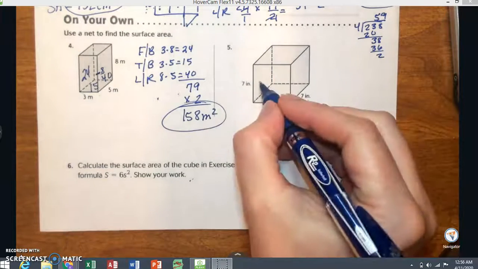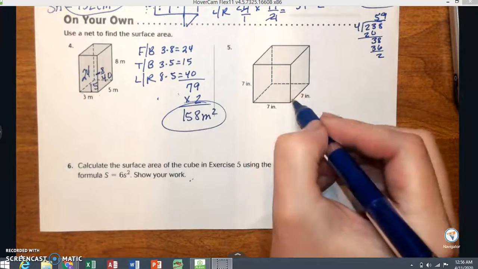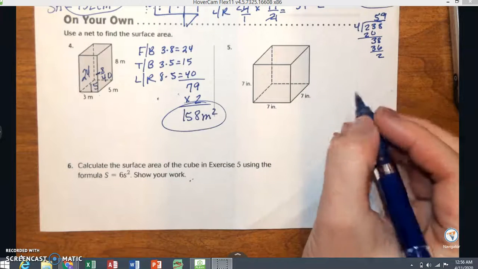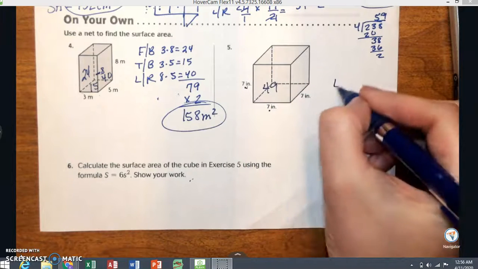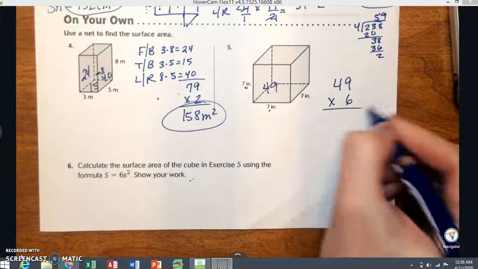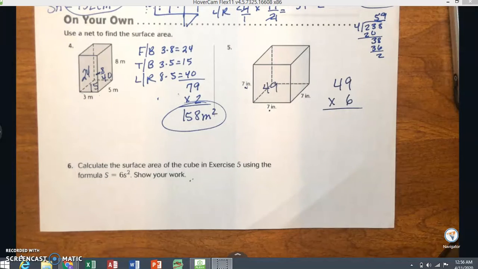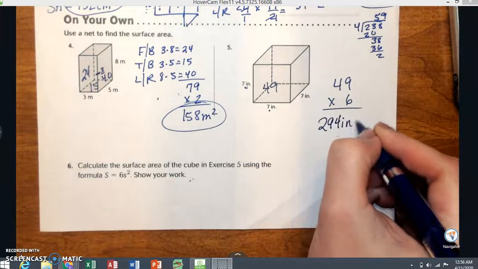Alright, so the next one is our cube. So remember, with a cube, we're going to find the area of one face and then multiply it by 6. So if I said 7 times 7, I'd get 49. So to get the surface area for the whole cube, I'd take that 49 and multiply by 6 to get 294 inches squared.